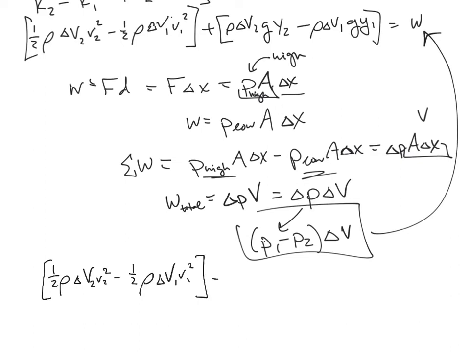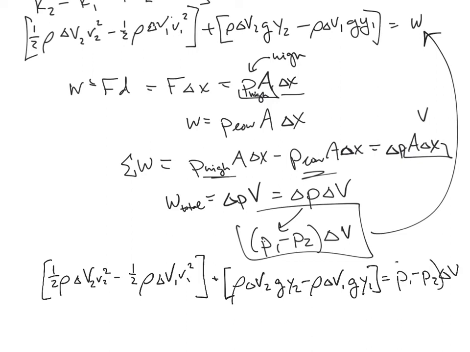There's the kinetic energies plus change in potential, rho delta V g y2 minus rho delta V g y1 equals P1 minus P2 times delta V. This equation is Bernoulli's equation.